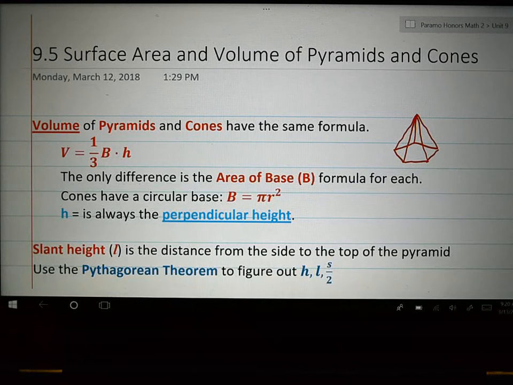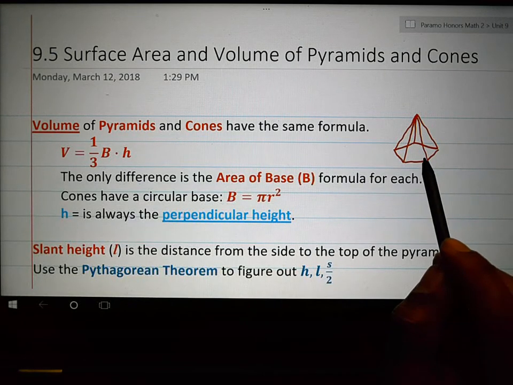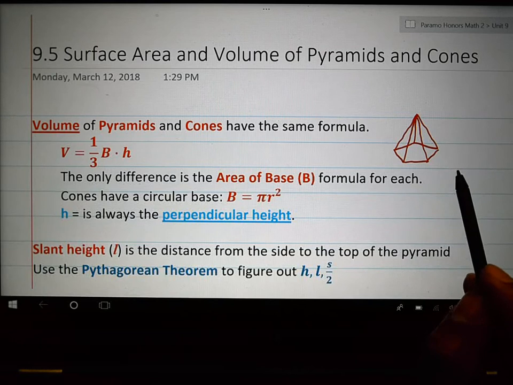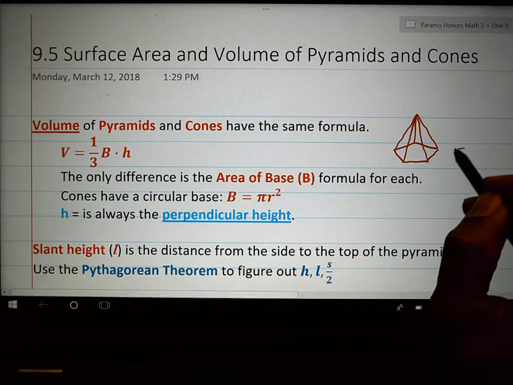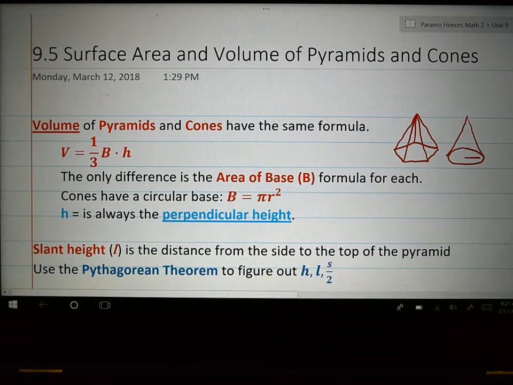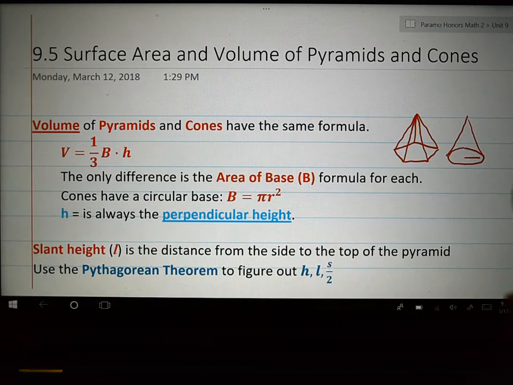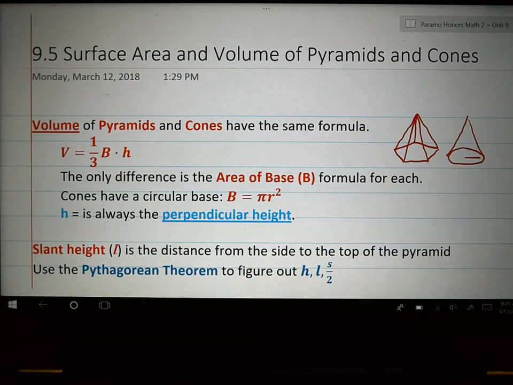Your area of the base formula is just kind of like what we were working on, except sometimes it changes. Sometimes it's a square, so you can do side squared. If it's a pentagon, you might have to use 1/2 the apothem times the perimeter. Or if it's a cone and it's circular, then you're going to use pi r squared, depending what the base is. The base formula is different for both of those. If it's a cone, you're going to use pi r squared because the base is a circle.